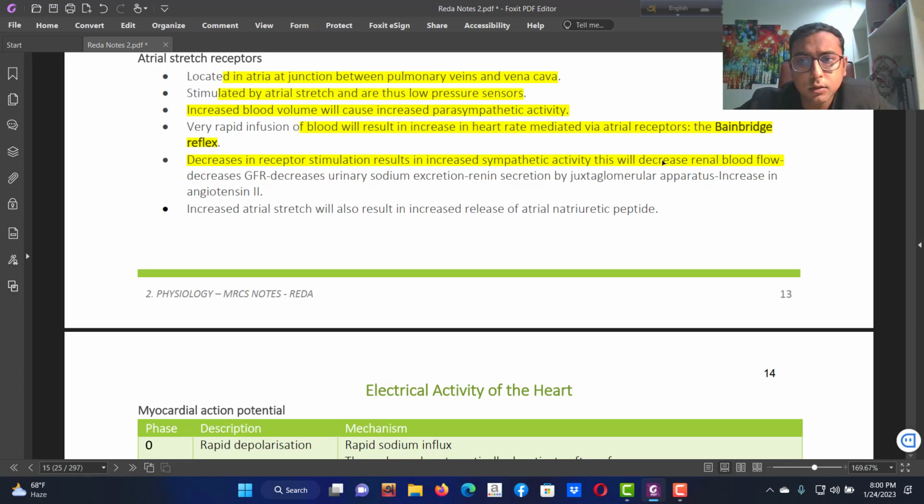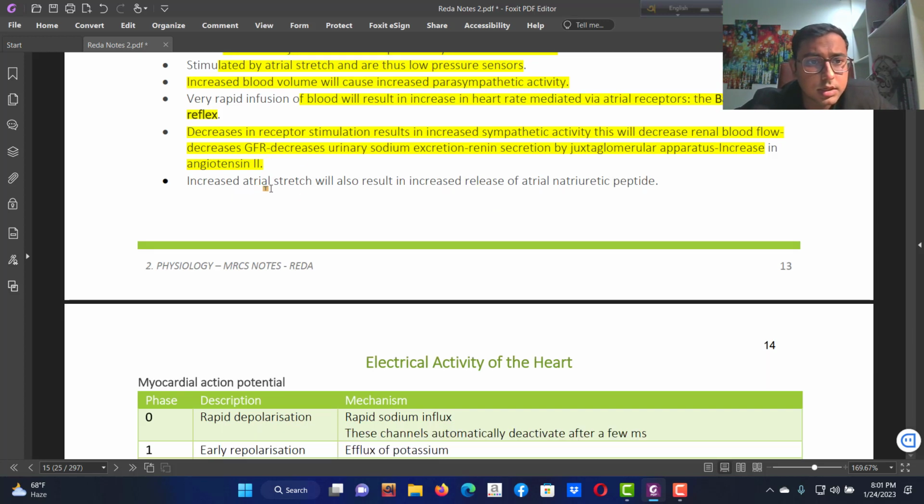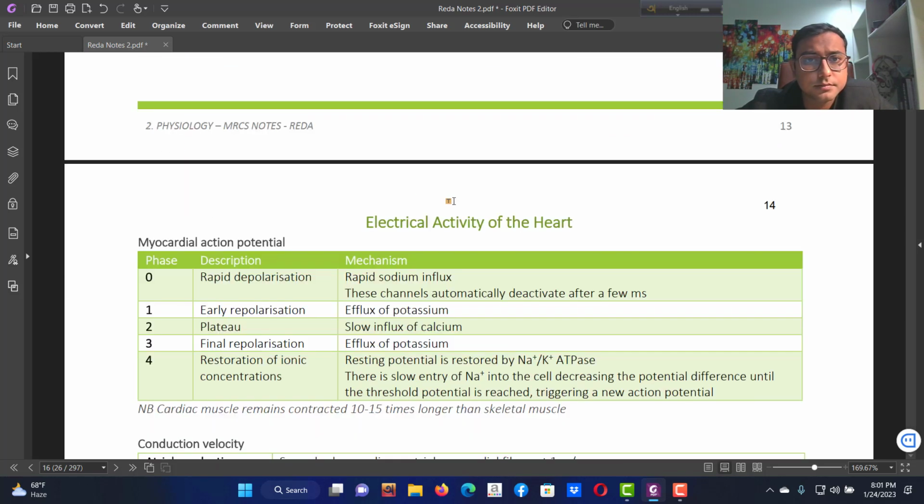If the renal flow is decreased, then GFR decreases, sodium excretion decreases, and renal secretion from the JG cells increases angiotensin 2. So it is a very common question in the MRCS Part A. I already faced this question recently, in January 2023. Okay, so increased atrial stretch will also result in increased release of ANP.